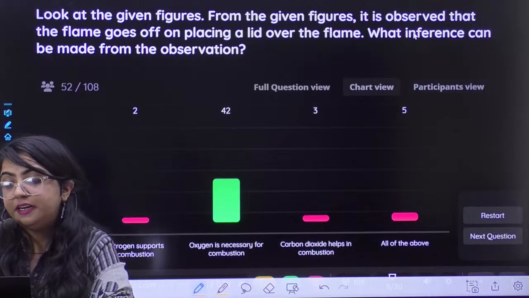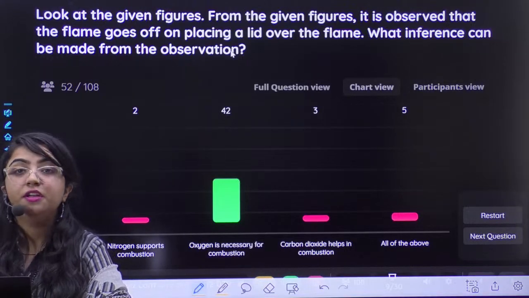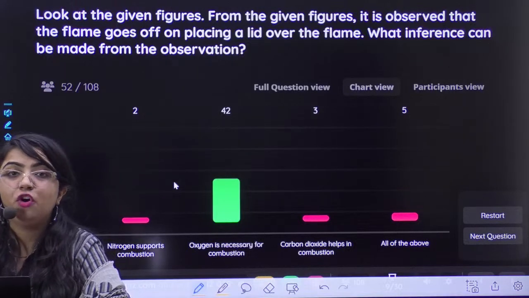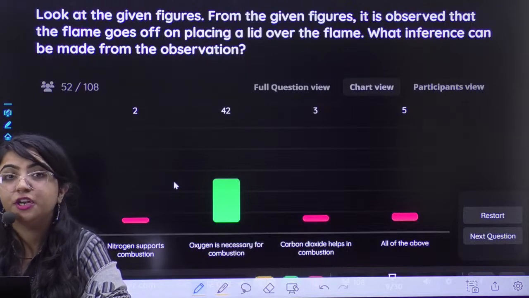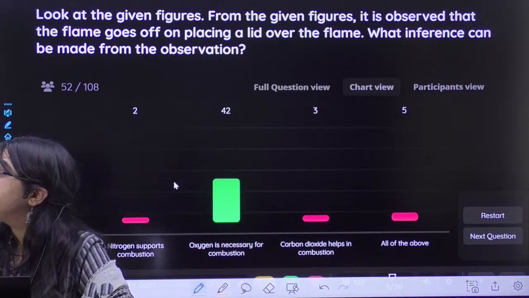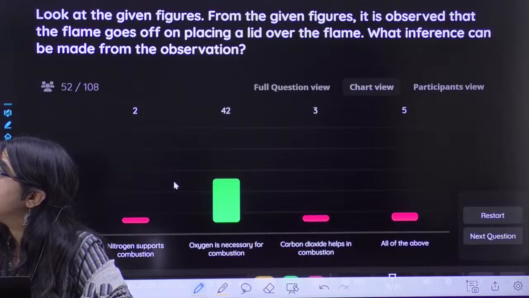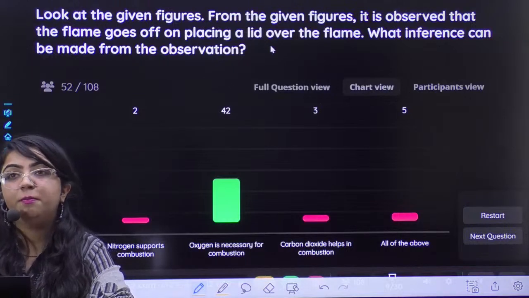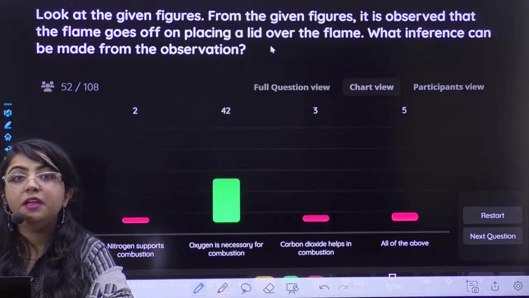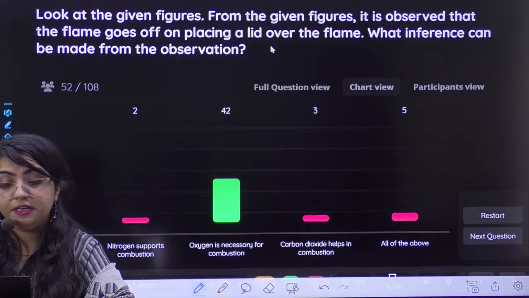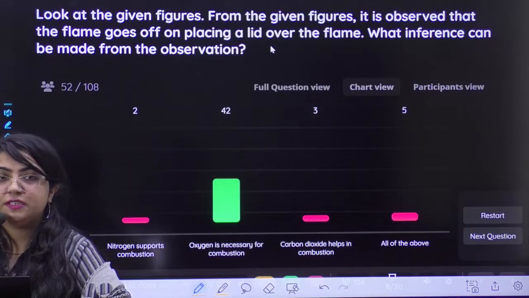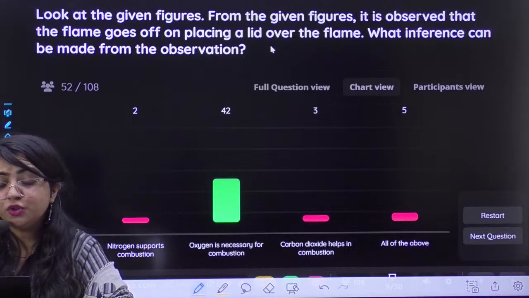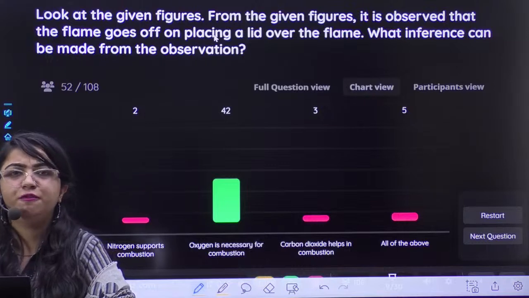So we need to find the inference from this observation. The correct option is oxygen is necessary for combustion, as oxygen is the supporter of combustion. I hope it's clear. In the second figure, when the lid is placed over a flame, the supply of oxygen got limited. So due to the limited supply of oxygen, combustion will not be able to continue. Hence, the flame will go off within few minutes.